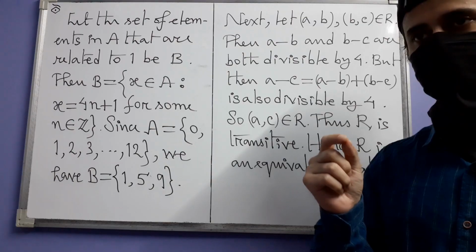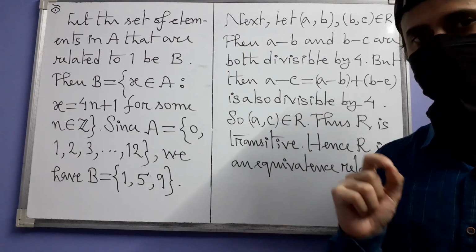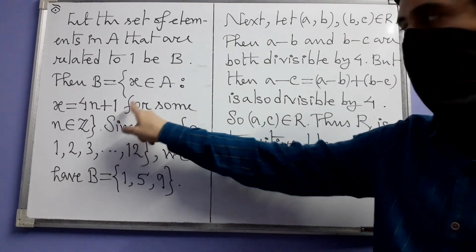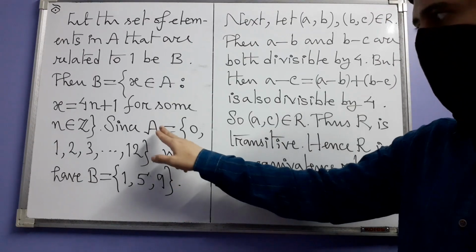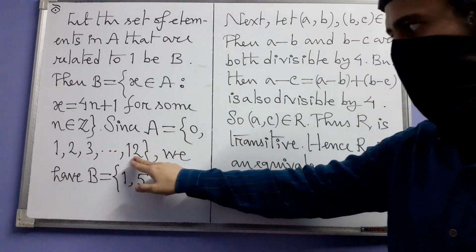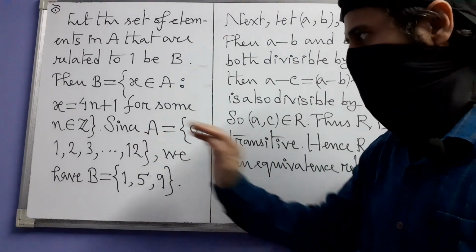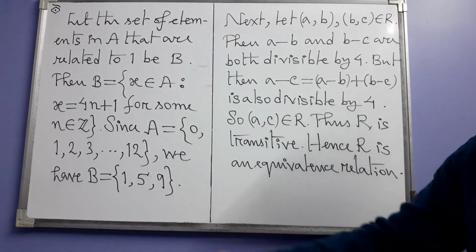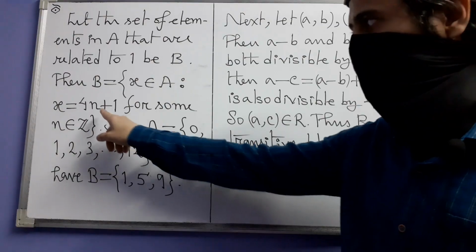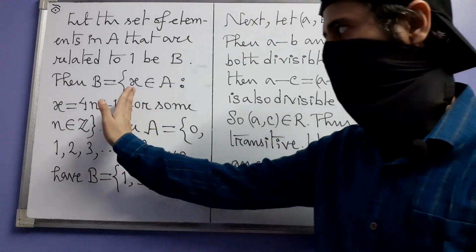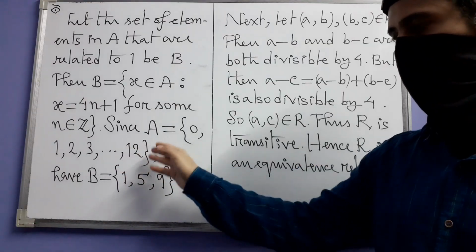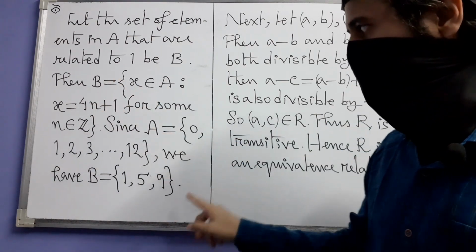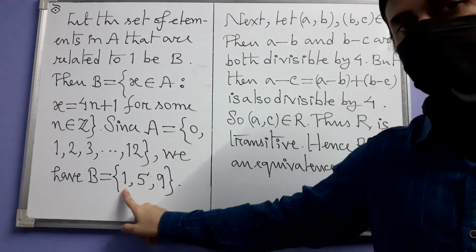That means x minus 1 should be of the form 4n for some integer n, or x should be of this form 4n plus 1 for some integer n. Now the original set of course consists of all these integers. Among these integers, what are those that are of this form 4n plus 1? Let us put some values of n and see. If you put a negative value of n, you are going to get a negative integer. We do not have negative integers here. What do you get if you put n equal to 0? You get 1. So that's why we have the element 1 in B.